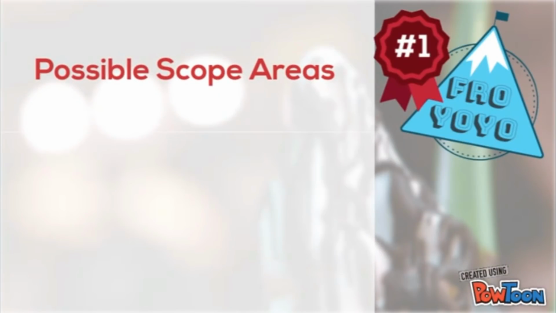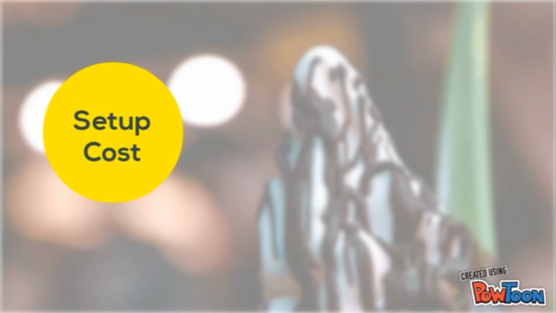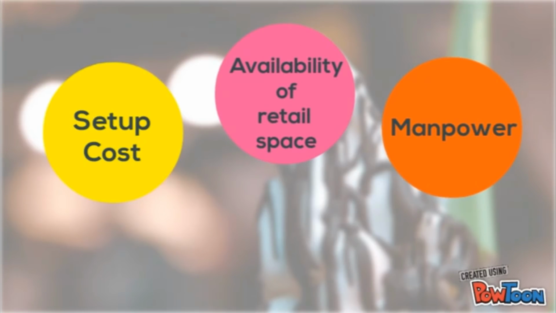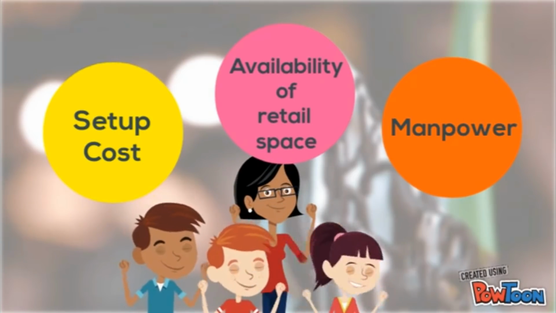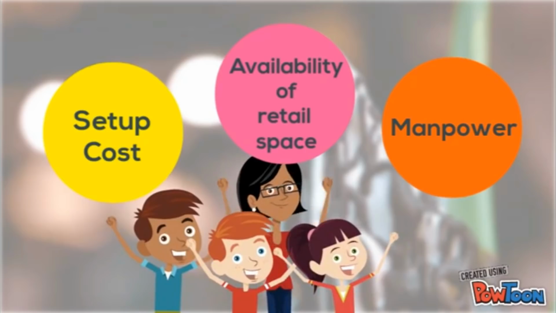You may have come up with these scope areas: awareness of Froyoyo, lifestyle of use, satisfaction level of Froyoyo, expectations of the outlet, and competitors analysis. You may have included scope areas like the cost of setting up the outlet, or the availability of retail space, or even manpower requirements. However, do remember that you are doing a feasibility report. Find out if the target market is ready for Froyoyo first. If the target market is not receptive to Froyoyo, there is no need to find out the logistical requirements of setting up an outlet at Clementi Mall.